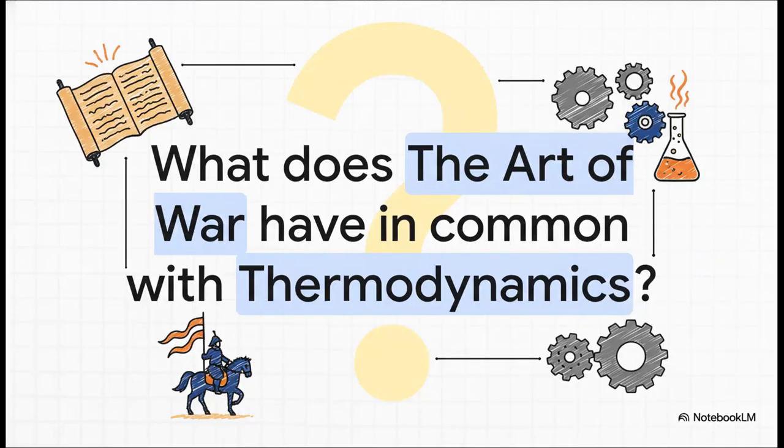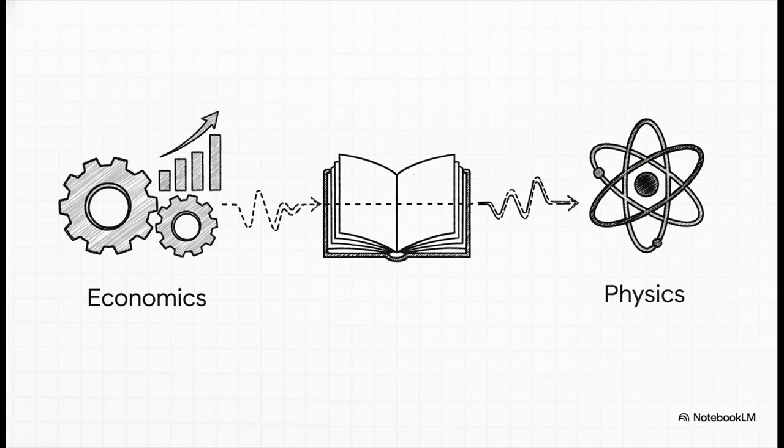So here's a question for you. It kind of sounds like the setup to a really nerdy joke, right? What does the art of war have in common with thermodynamics? You're probably waiting for a punchline, but it turns out the answer is way more profound than you might think. It's this. Both of them, and a ton of other systems, seem to operate on a kind of hidden universal grammar, a shared logic. And if we can actually crack that code, we could translate ideas from one field, say economics, and apply them directly to another, like physics.